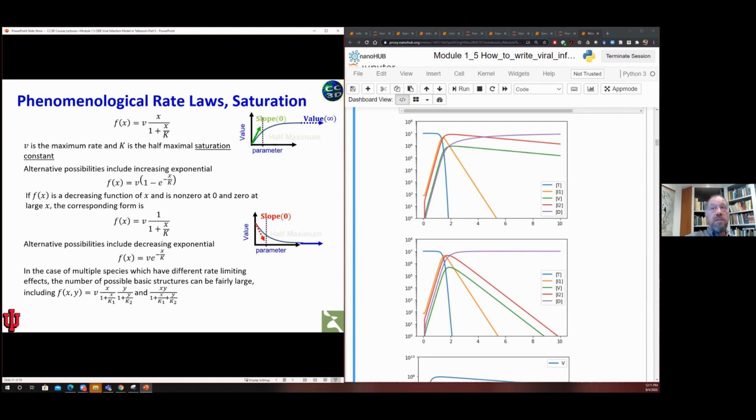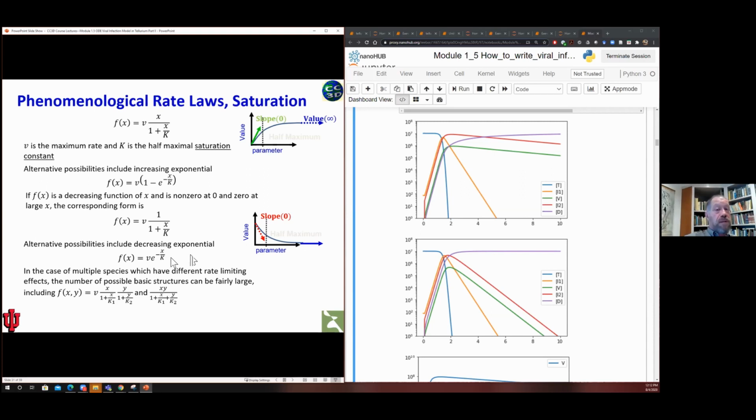There are other kinds of saturation forms. There are exponential ones, and you can write an increasing exponential. There also are decreasing Michaelis forms. In this case, you replace the x in the numerator by 1, and that starts at a finite value and decreases to 0.